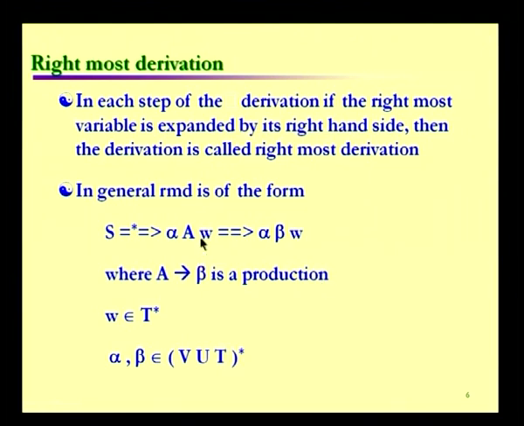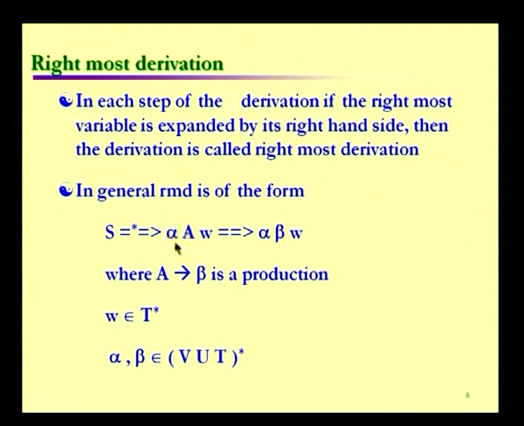The difference here is, what is W? W contains only terminals because of this condition. And where is W? W is actually following A, which means there is no variable or non-terminal available next to this A. So, certainly this A is the rightmost non-terminal. So, this A gets selected and we go for expanding it.